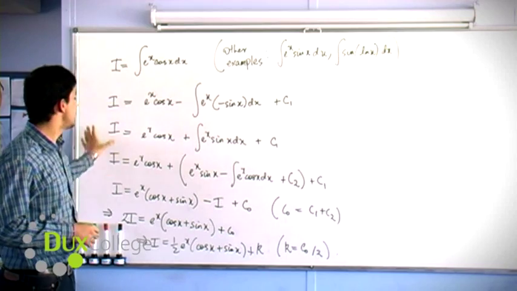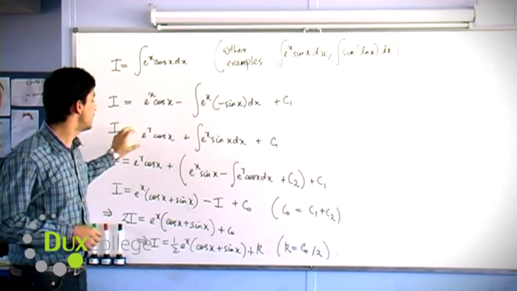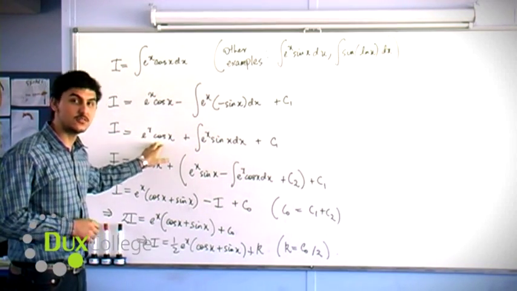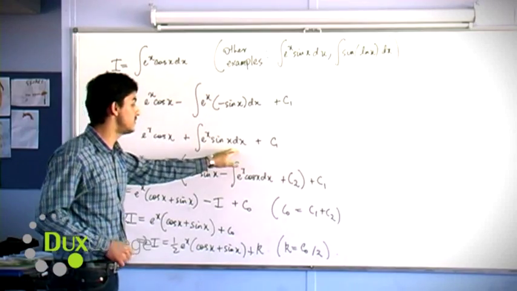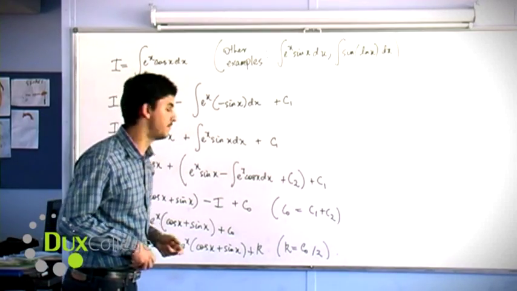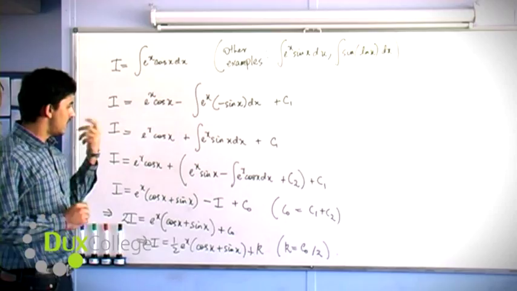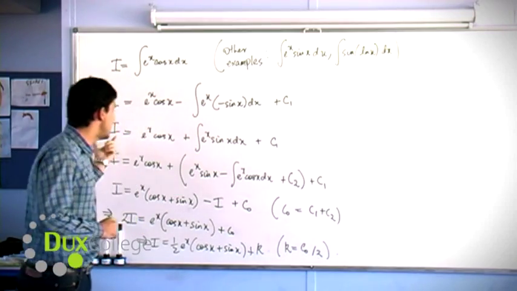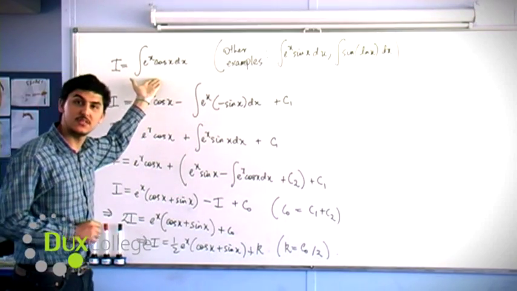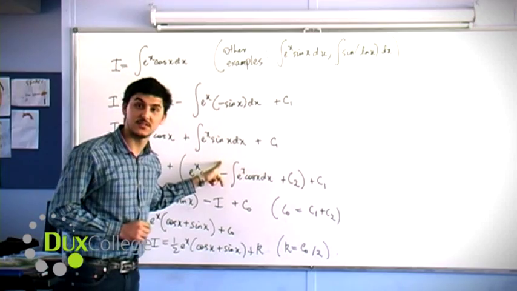At this point, we simplify it out, and we have I equals e to the x cos x plus the integral of e to the x sine x dx plus a constant, C1. Now, looking at this, you don't see any immediate relationship between the integral of e to the x cos x dx and the integral of e to the x sine x dx.